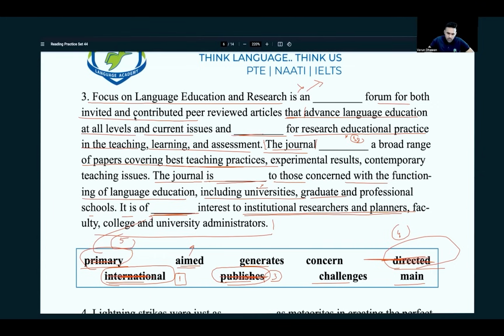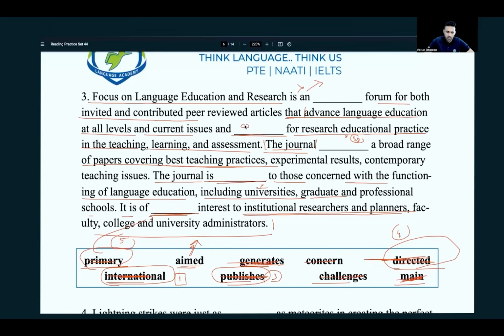Is an international forum for both invited and contributed peer-reviewed articles that advance language education at all levels and current issues and dash for research educational practice in teaching. Aimed for research can be the right answer. Generates for research will not make any sense. Concern for, okay, let's read it again. That advance language education at all levels and current issues and dash for research educational practices in teaching. Generates for won't make any sense. Concern for is a negative word. Challenges again is a negative word. This is helping. This is to advance the language. So we'll have a positive word here. Grammatically incorrect. Aimed for will be the right answer here.